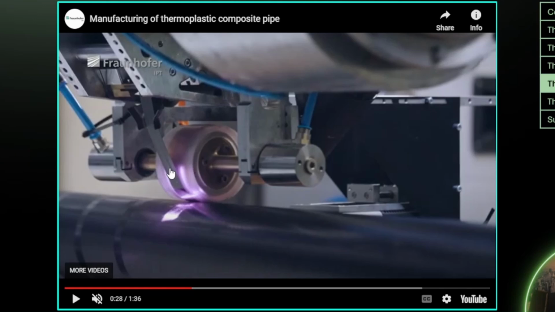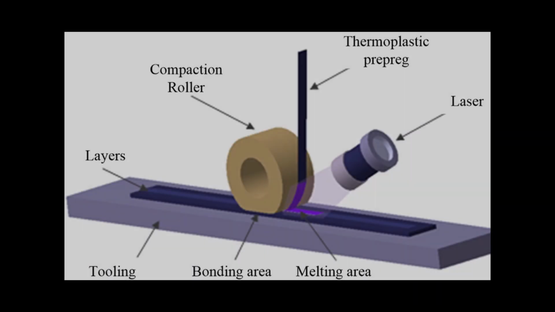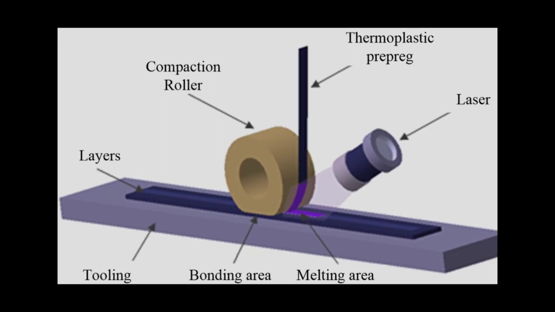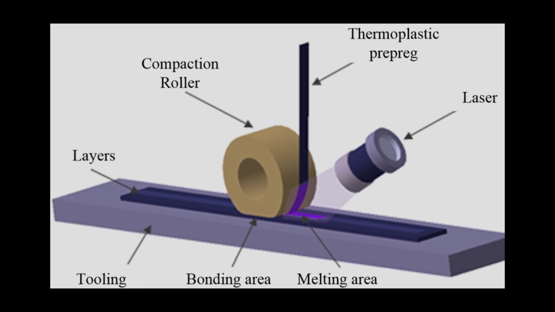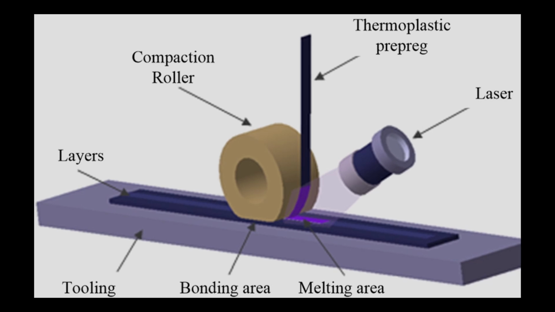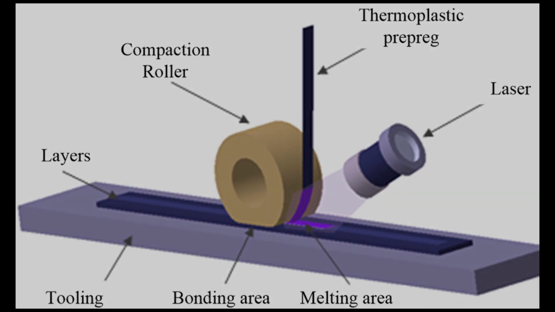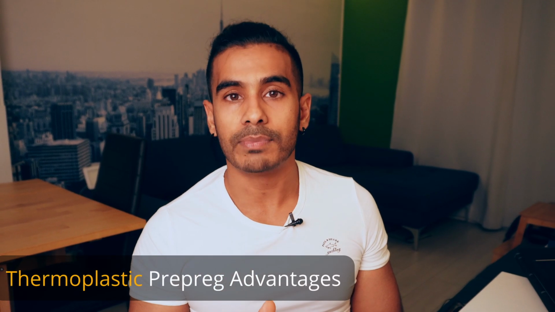It's getting applied onto this particular tool, and you have a laser that is melting the material locally here, and the roller applies it there. So the material is solid, the laser melts it so that it can tack onto the substrate, and then it instantly solidifies and stays there.